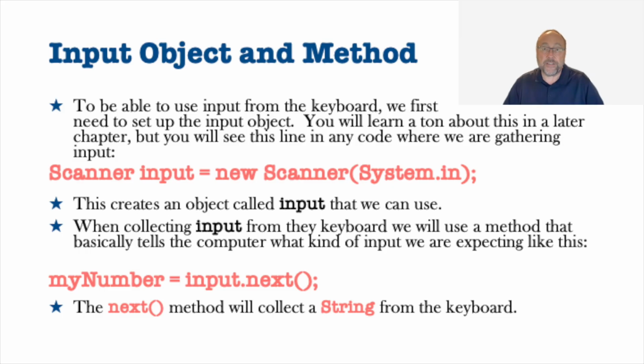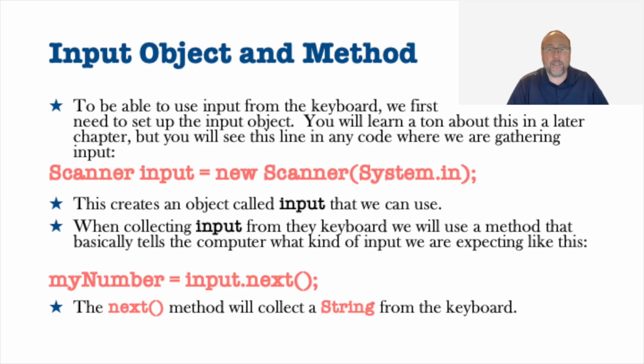So that leads us to a little bit of a conversation about objects and methods. Objects and methods are about object-oriented programming, and we're not going to talk much about it until later chapters. But what you should know is that in order for us to use input, we first have to set up that input. And so there's a library provided by Java with a capability called Scanner. And what we do is we create an object from this capability called Scanner using the line Scanner input equals new Scanner, and so on. You don't really have to understand what that does, just that this creates an object called input that we can use. We have to do this before we can collect input.